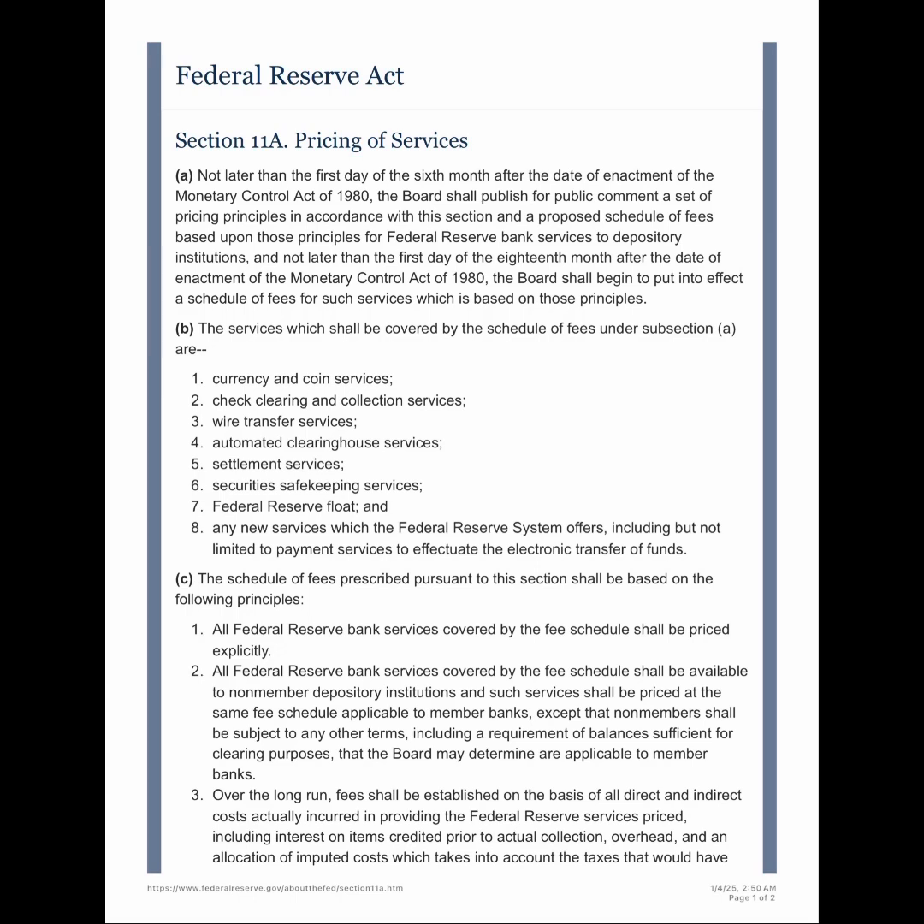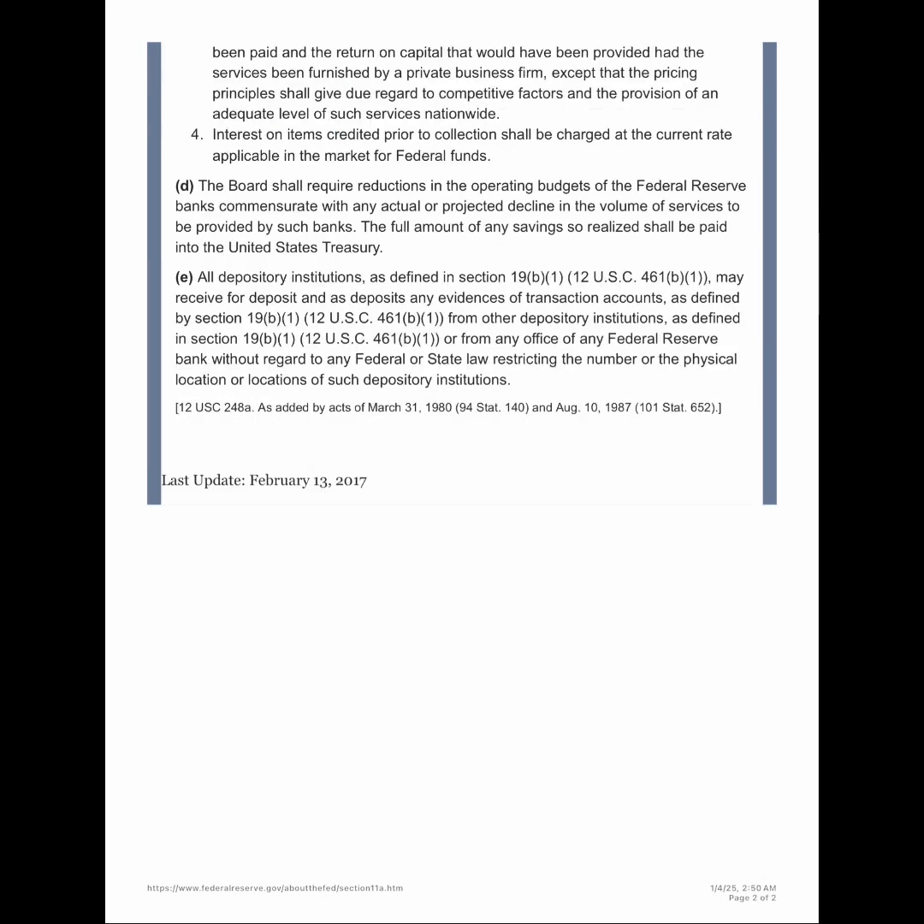Imputed costs are interesting. Can you elaborate on how those are calculated and why they're included? Imputed costs account for things like taxes a private entity would pay and the return on capital they'd expect. Including these ensures that the Fed isn't subsidizing services, creating an uneven playing field. That makes sense. It levels the playing field between the Fed and private sector competitors, but the legislation also mentions competitive factors. How are those balanced against cost recovery? The Fed must consider market forces. Pricing can't be so high that it stifles competition or access to essential services, especially for smaller institutions.